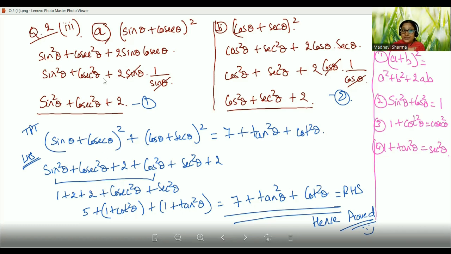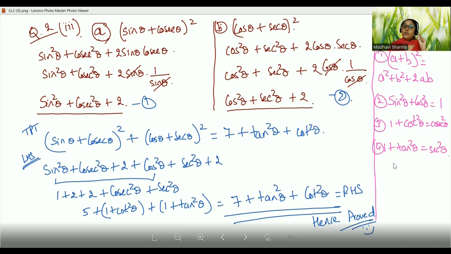I substituted the values that I have got in A and B here. Sin square theta plus cos square theta is 1. So 1 plus 2 plus 2 is cosec square theta plus sec square theta. So that is 5, plus cosec square theta is 1 plus cot square theta, and sec square theta is 1 plus tan square theta. Hence proved. Remember, do not forget to write these identities, otherwise there's a minus marking, children.